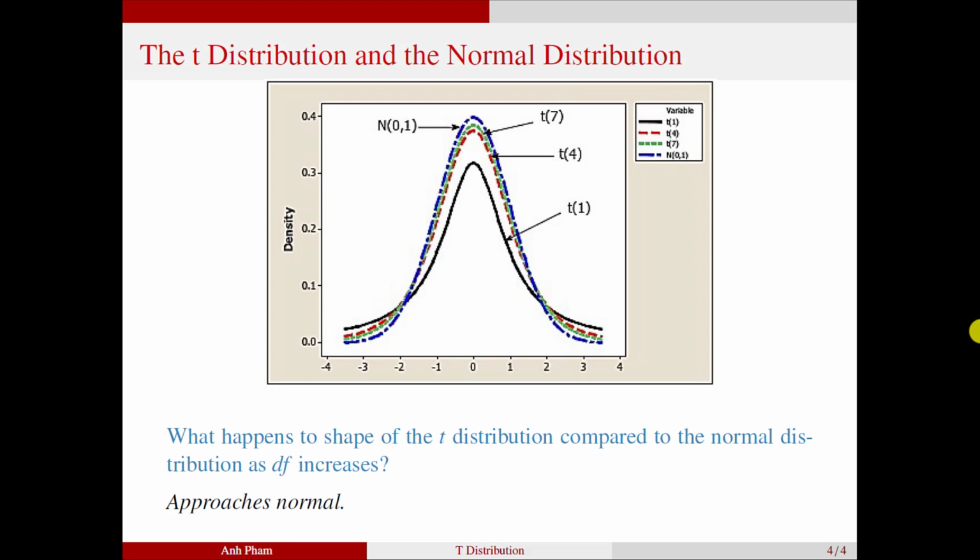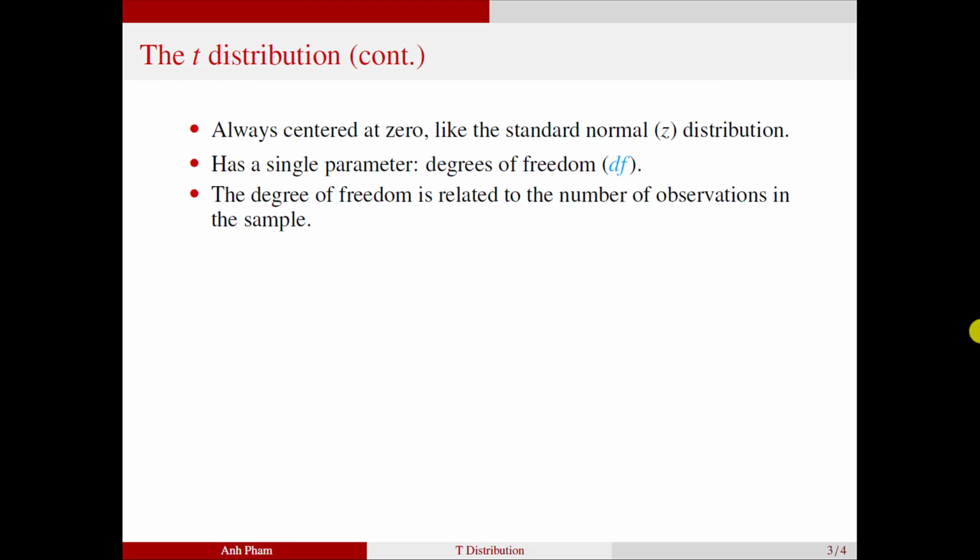The reason, again, as we said earlier, is that the degree of freedom is related to the number of observations. In the case of the mean, the degree of freedom is equal to the number of observations minus 1. So the larger the degree of freedom is, the larger the number of observations is, and vice versa.